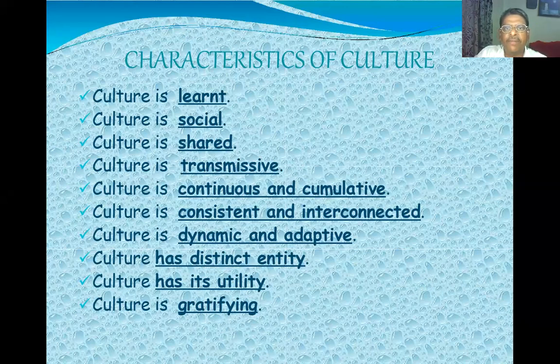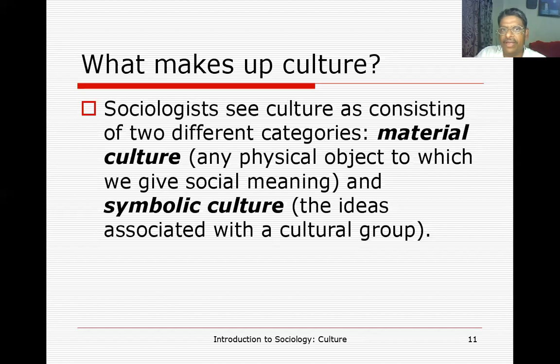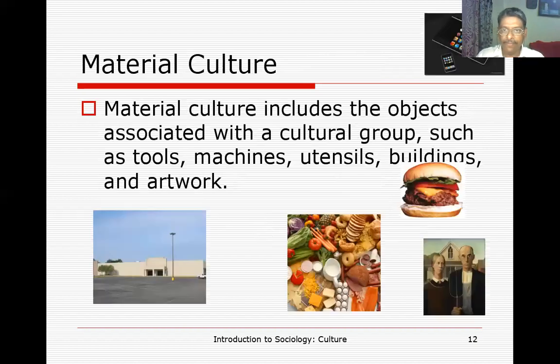So what makes up a culture? Is how the culture comes up. So sociologists see culture as consisting of two different categories: material culture, related to any physical object to which we give social meaning, and symbolic culture, the ideas associated with the cultural group. Two different types. One is a material culture and then a symbolic culture.